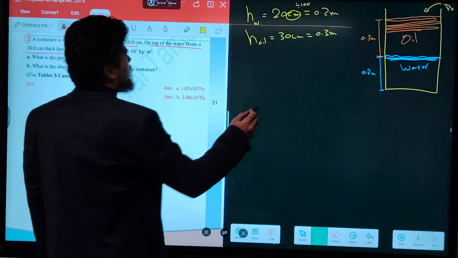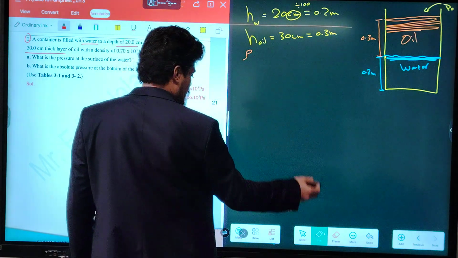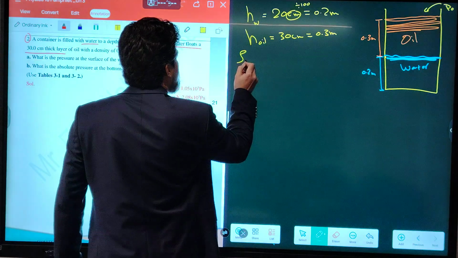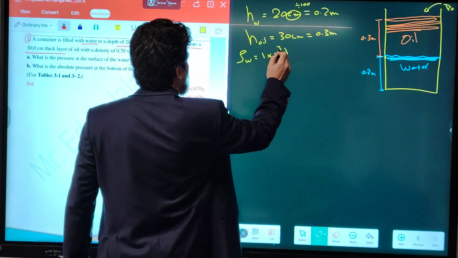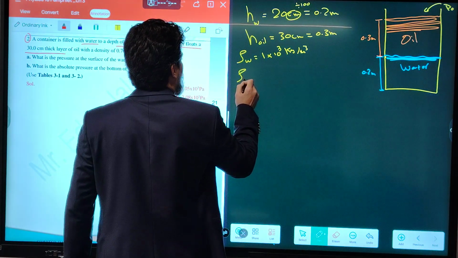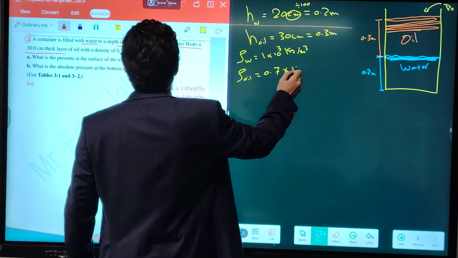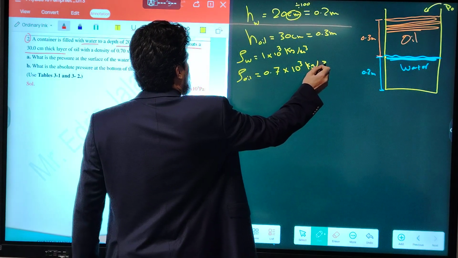So the density of the water is equal to what? The density of water is 1 times 10 power 3 kilogram per meter cube, and the density of oil was given as 0.7 times 10 power 3 kilogram per meter cube.